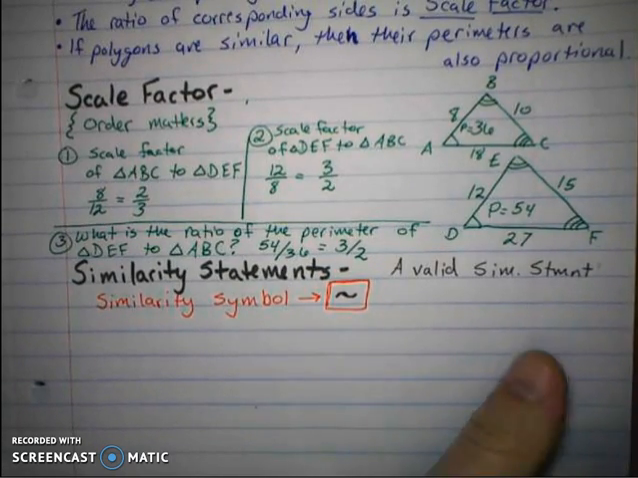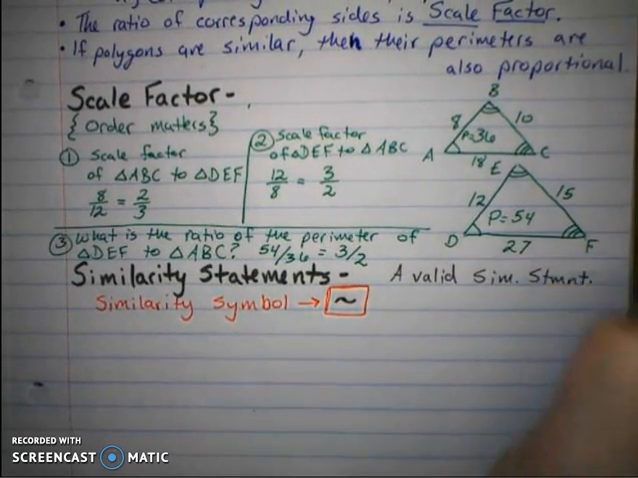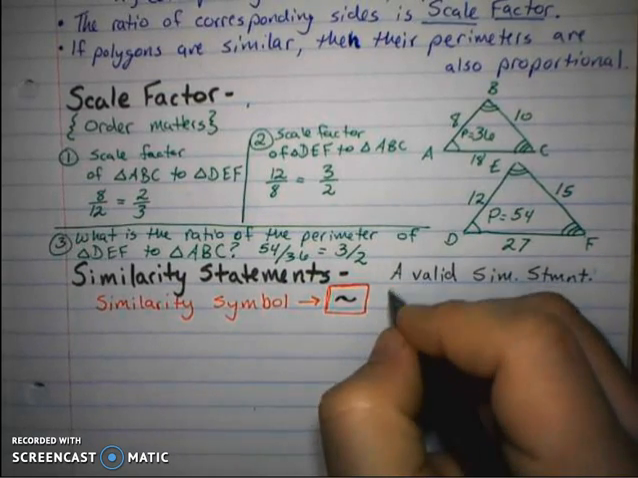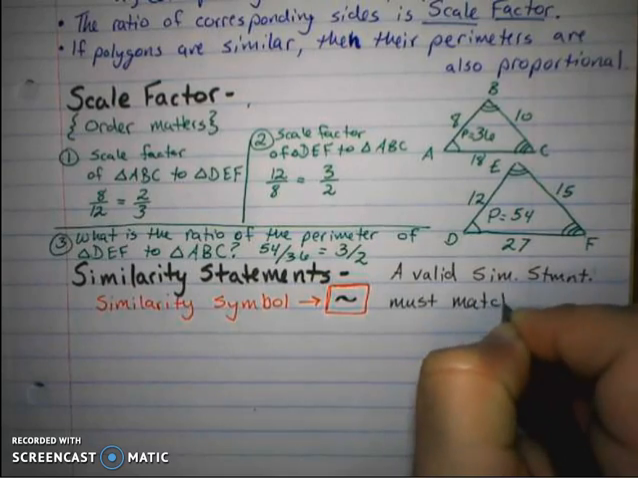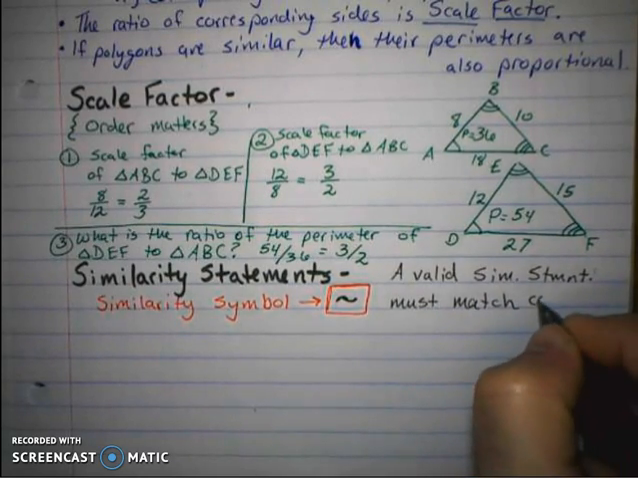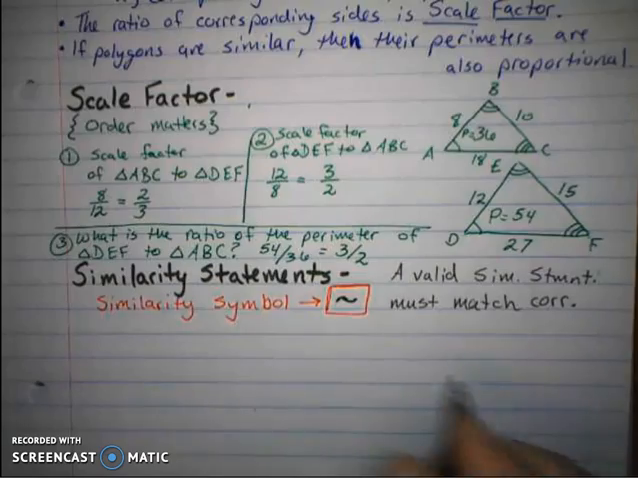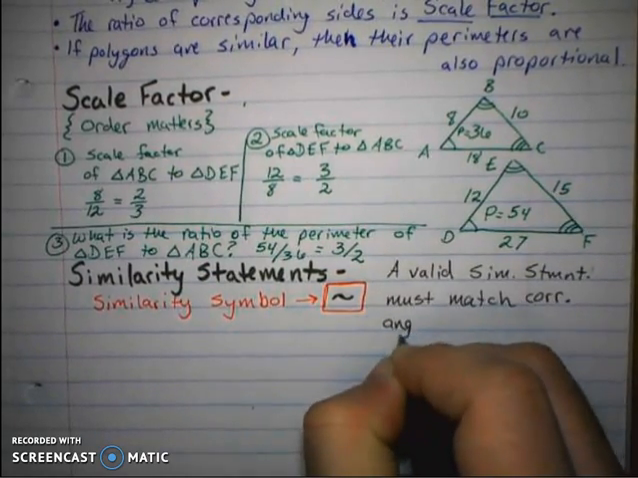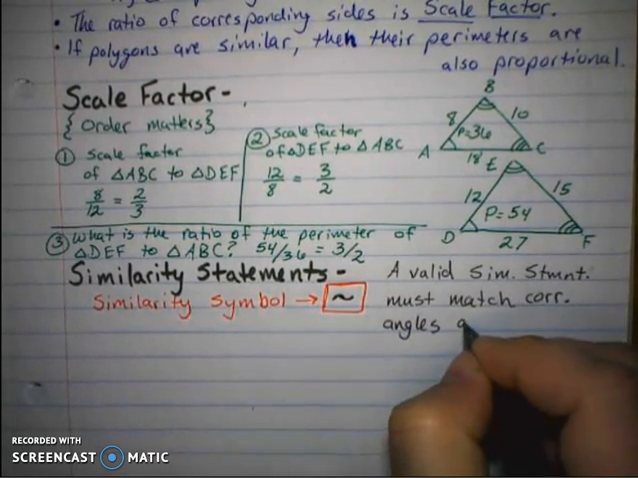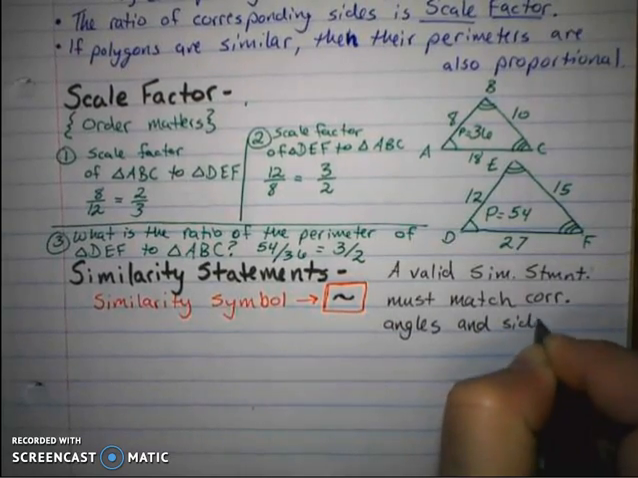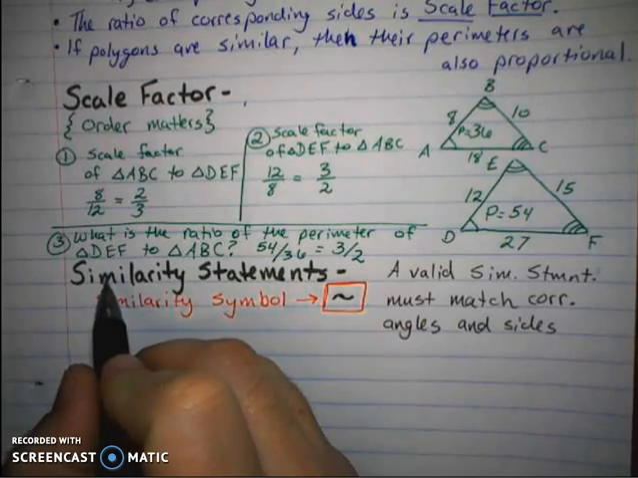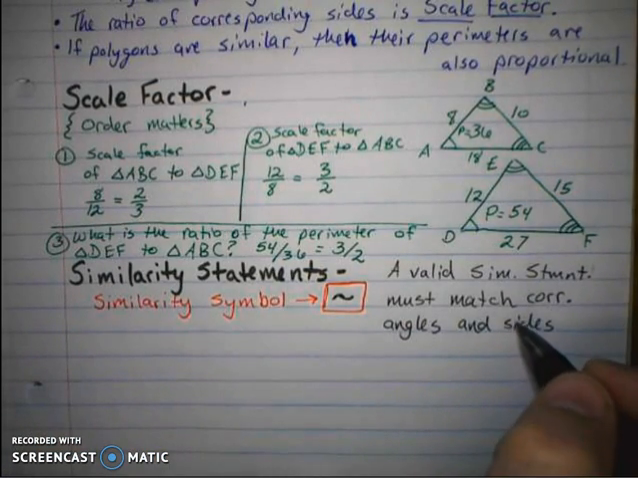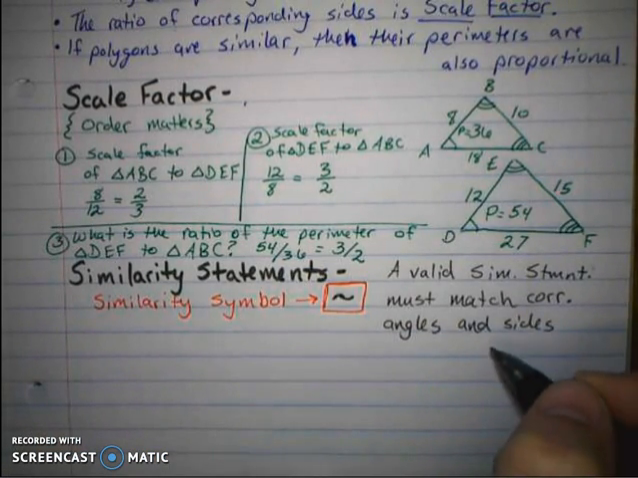A valid similarity statement, and I'm abbreviating, must match corresponding, I'll abbreviate, angles and sides. Just like in a previous unit we talked about a congruency statement had to have matching corresponding angles and sides, so does a similarity statement.